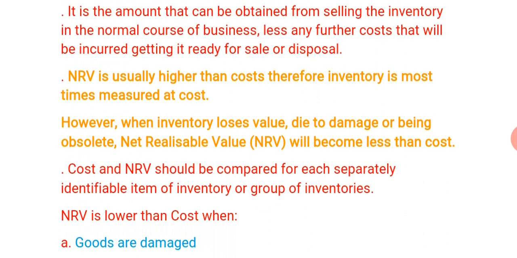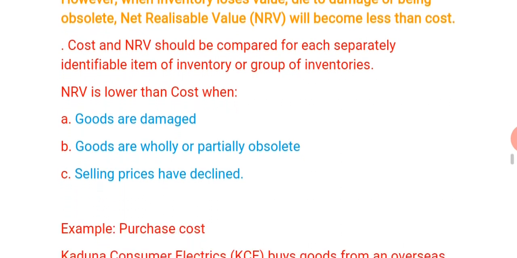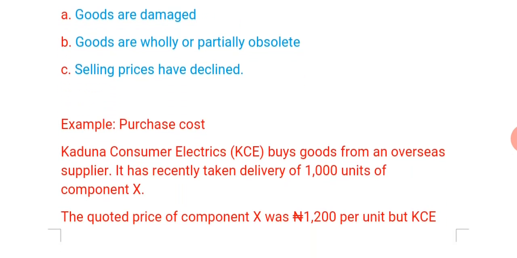Then it also says NRV is lower than cost when we said these goods are damaged, goods are wholly or partially obsolete, selling prices have declined. So we have an example here. Example on purchase cost, how to get the purchase cost, and we gave areas where purchase cost covers, what comprises purchase cost. So it says Kaduna Consumer Electronics, and this example was gotten from ICAN Study Pack.